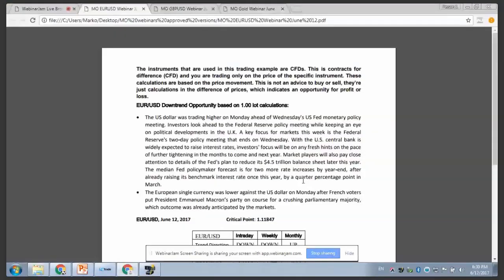Now I will present you a couple of materials that our research department prepared for our traders.